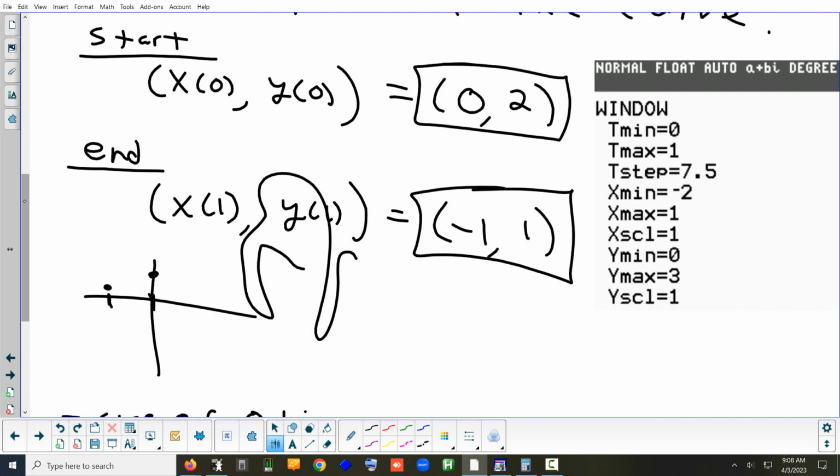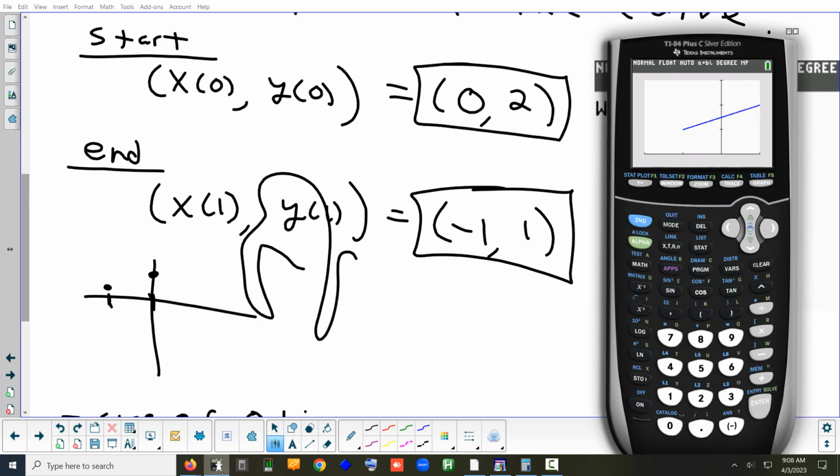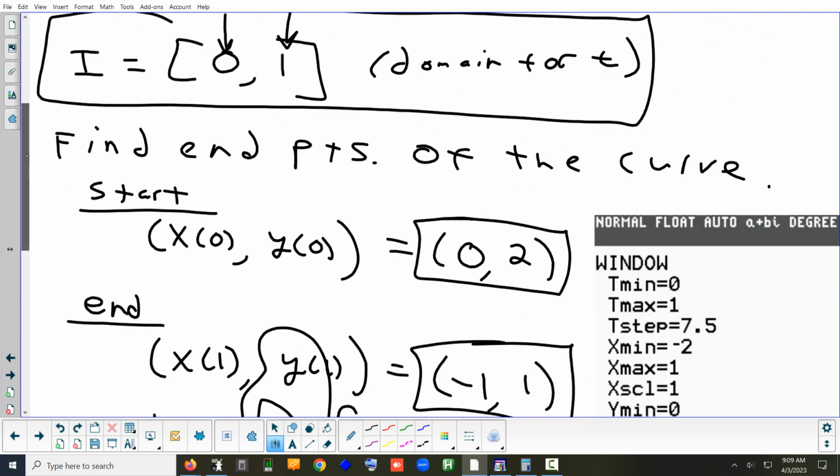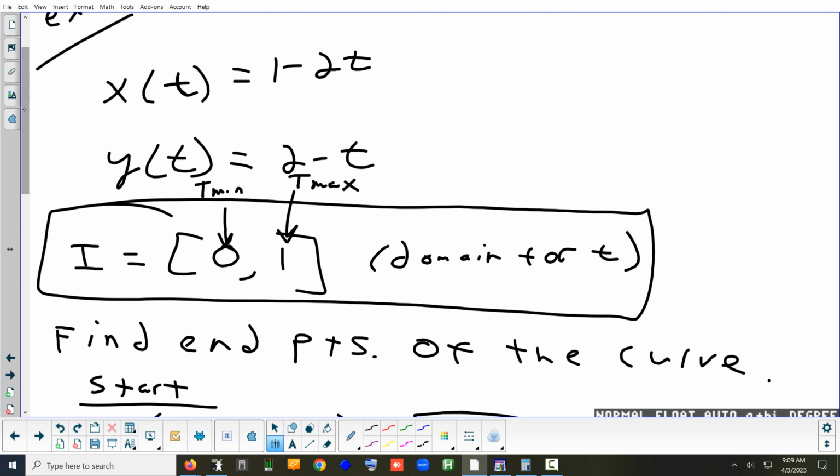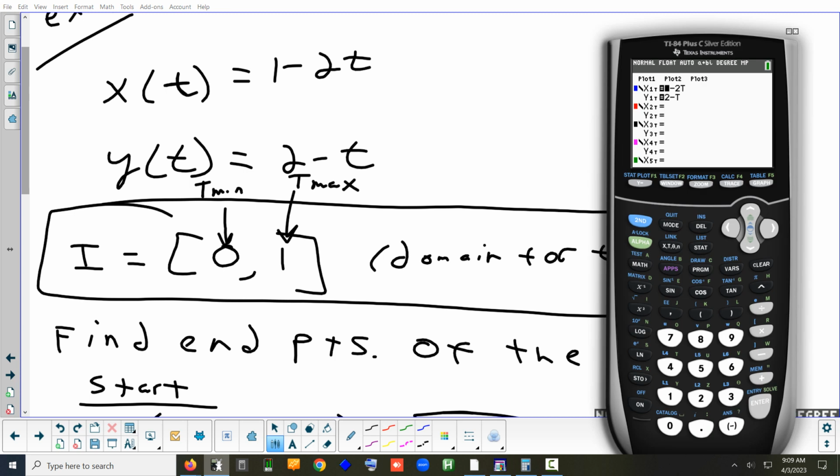Why did I get this? I'm just going to double check what I typed in. I might have typed in the wrong formulas. 1 minus 2t and 2 minus t. Okay. X max, let's put it on 2. Well, anyway, there we go.